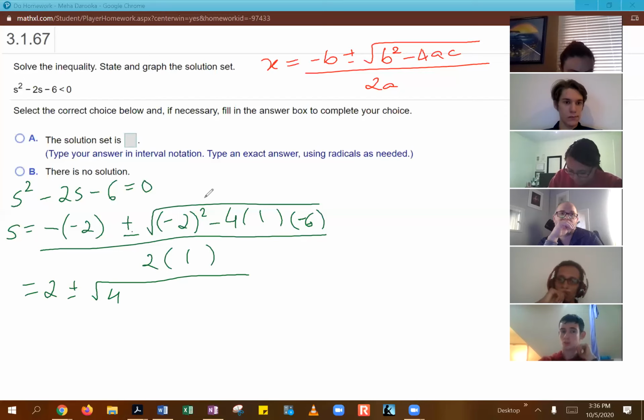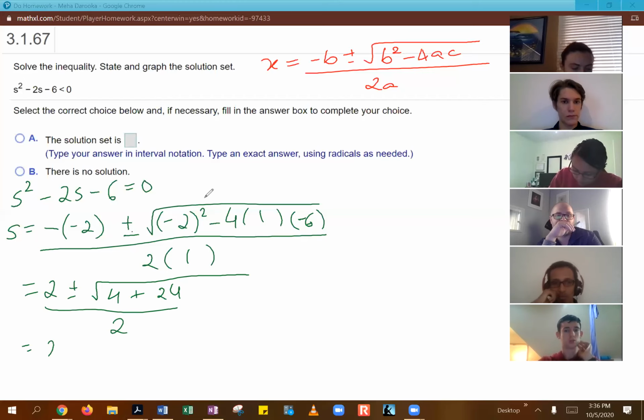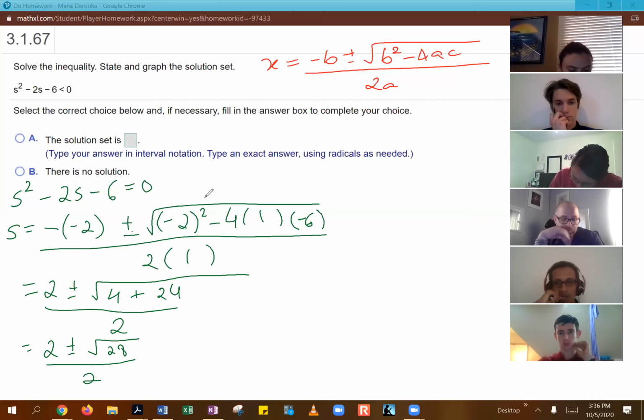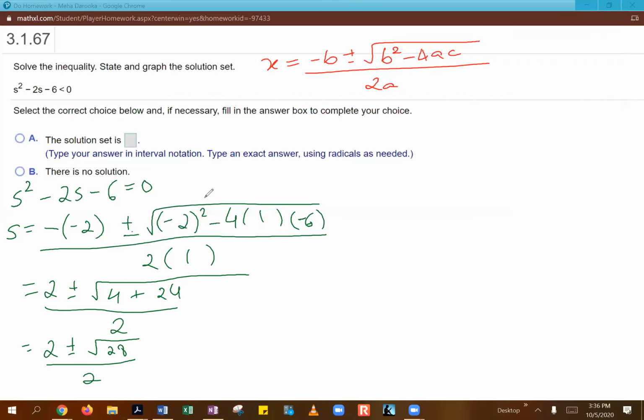-4 times 1 times -6. So 2 negatives will become positive. 4 times 6 is 24. And then, of course, in the denominator, 2 times 1 will become a 2. So you have 2 plus or minus the square root of 28 divided by 2. Okay, and that's where I can see where you're getting your square root of 7 from.